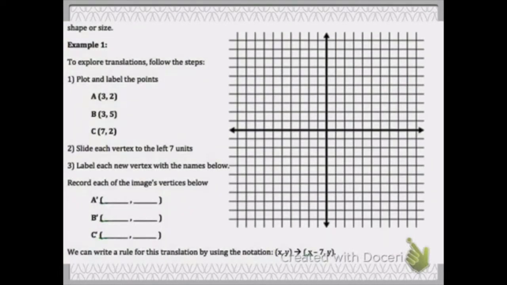So in order to do a translation of a figure, we need to first have a figure. So in example 1, we want to explore translations. We need to do step 1 to plot and label the points. So I'd like you to plot and label points A, B, and C on your coordinate plane, and then we'll continue.